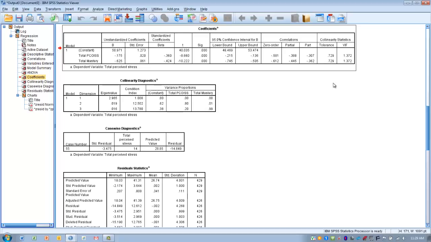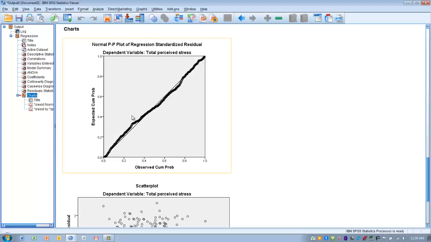Okay, the next assumption we want to look at is for normality, linearity, as well as outliers. One of the ways these assumptions can be checked is by inspecting the normal probability plot that we asked for. Now, in order to find that, we want to go down to our chart section. Okay, and the first thing we'll see is this PP plot.